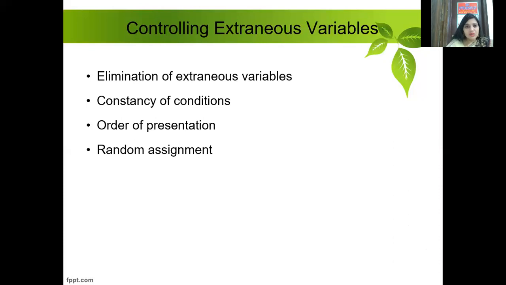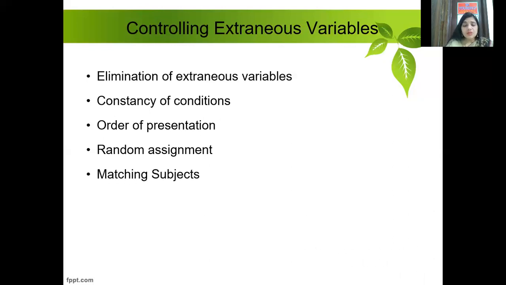Then random assignment. What do you mean by random assignment? Sometimes you have to go by the randomization of all the variables. If you decide one thing for one variable and you do not decide the same thing for another variable, that also harms. So randomization is very important. You should leave variables on the basis of randomization sometimes.